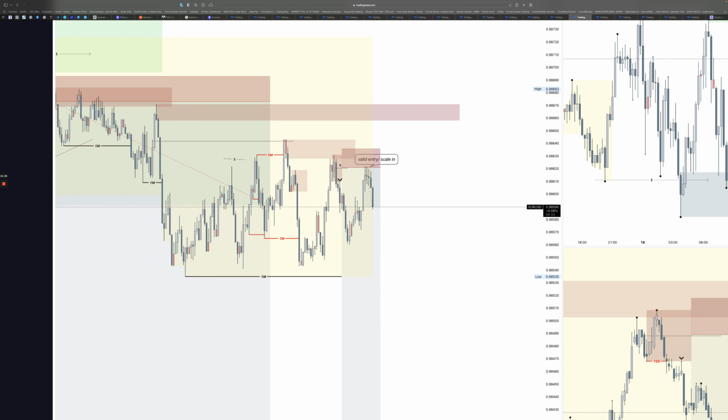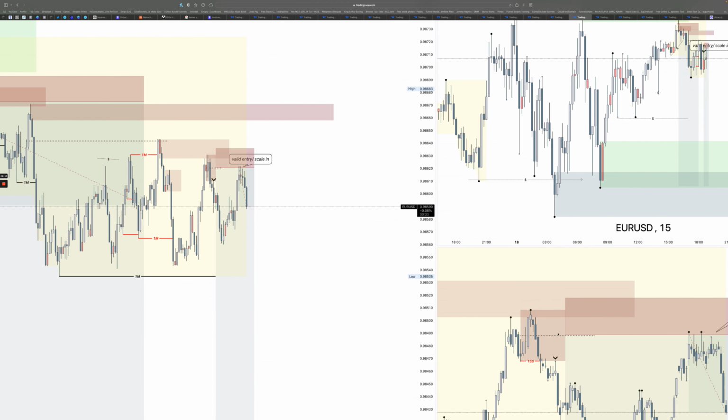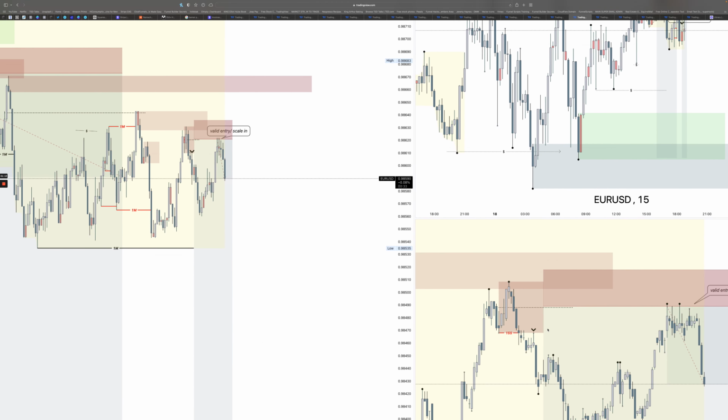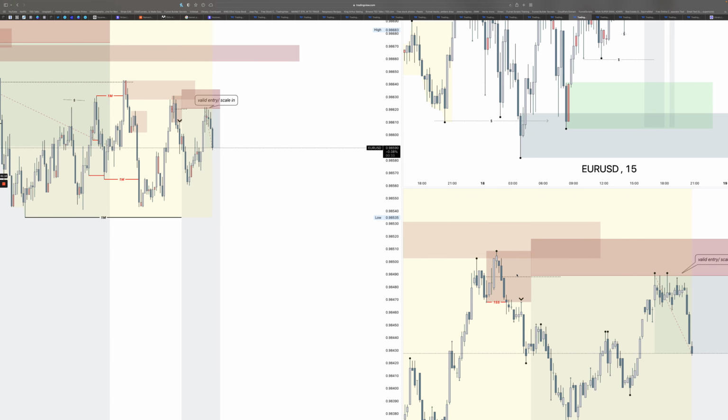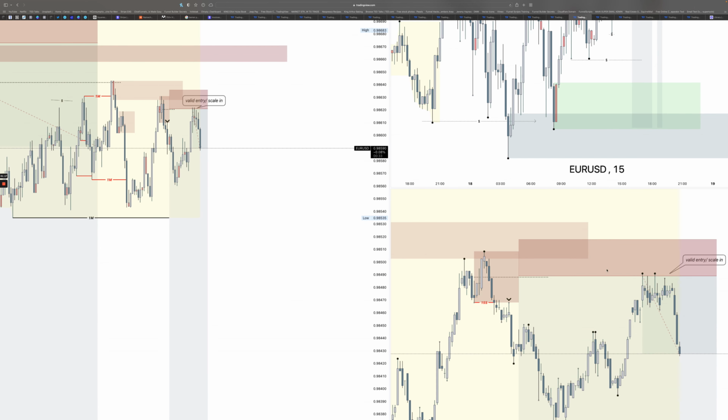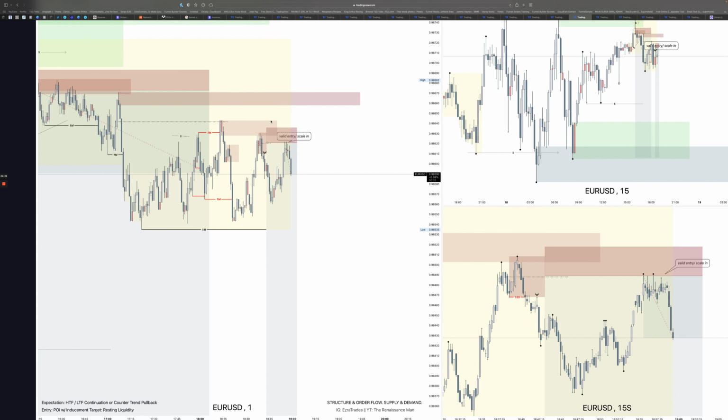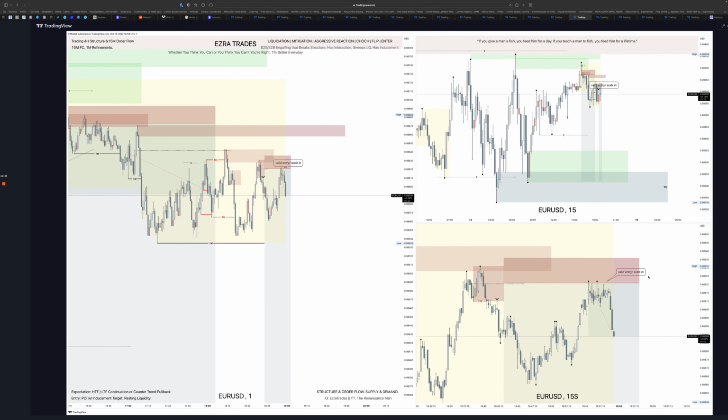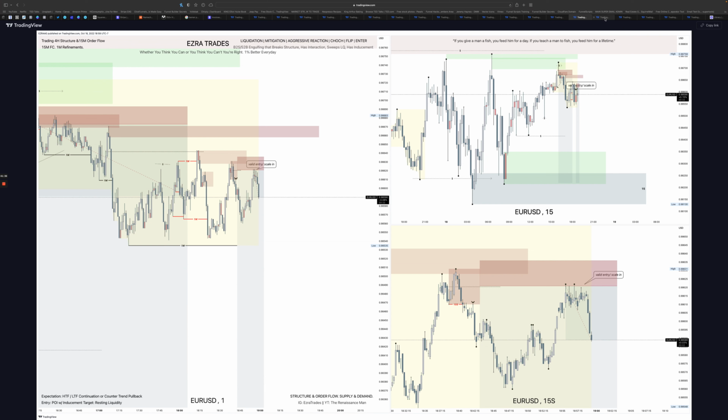Price comes into the extreme, does what? 15-second change of character, right? From the extreme, price then comes in, taps the entry at the 50%, and what? Continues. Because what do we have? That is already a double confirmation. 1 minute structure is bearish, 1 minute order flow is bearish, 15-second structure and order flow is bearish, and entering at an extreme, you're very unlikely to be wrong unless the direction is wrong.